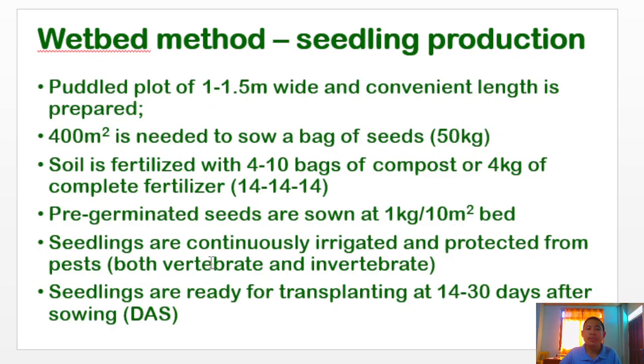Here you need to prepare a puddled plot of 1 to 1.5 meters wide and a convenient length. You need 400 square meters to sow a bag of seeds, about 50 kilograms. The soil is fertilized with 4 to 10 bags of compost in organic practices, or 4 kilograms of complete fertilizer or 14-14-14 in conventional practices. Pre-germinated seeds are sown at 1 kilogram per 10 square meters of seedbed. The seedlings are continuously irrigated and protected from pests, both invertebrate and vertebrate. The seedlings are ready for transplanting at 14 to 30 days after sowing.